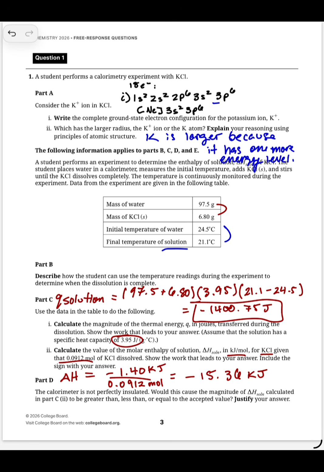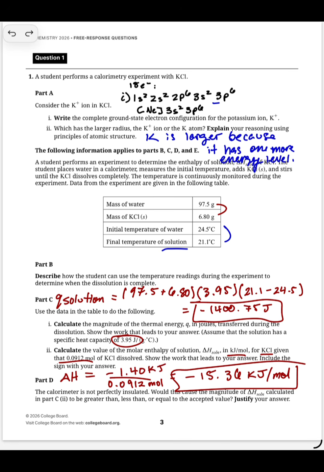15.36 kilojoules per mole. Even if you end up converting into kilojoules at the end, before you convert, your number comes out to be negative 15,359 joules per mole. You divide that number by 1,000, boom, you end up getting the same thing. So this is going to be our answer for part II.